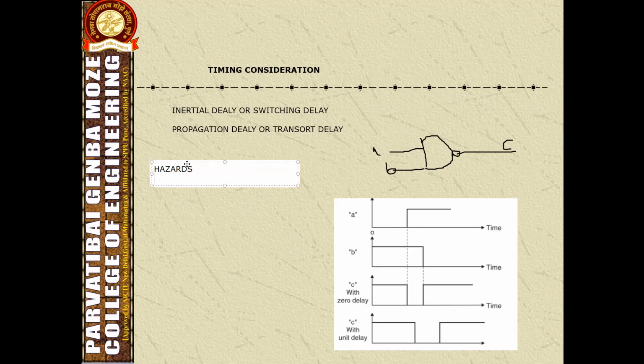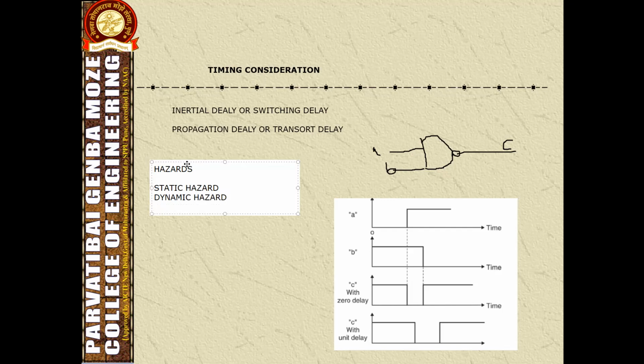In a sequential circuit, it is necessary that unwanted disturbances such as glitches should not occur on the signal. The unwanted disturbances such as glitches caused in the circuits because of the delay are called hazards. There are two types of hazards. First one is static. Second one is dynamic.